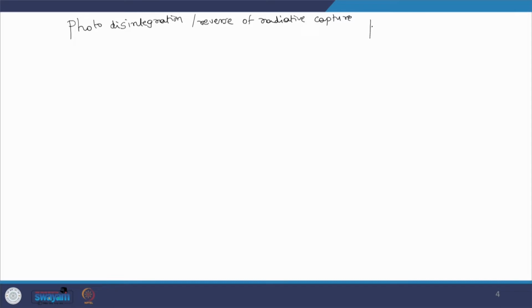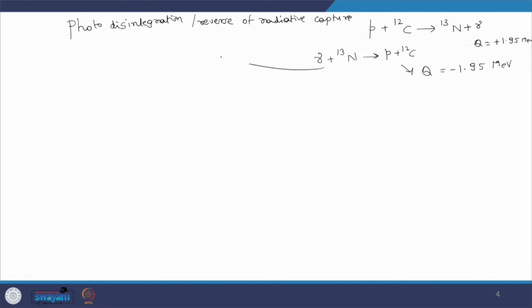For example, if you take the proton reacting with carbon 12, it gives rise to nitrogen 13 plus gamma, whose Q value is plus 1.95 MeV. Now, if I go for the reverse reaction, if gamma is available with sufficient energy, it can react with nitrogen 13 produced in previous reactions, giving rise to proton plus 12C, and for this the Q value is minus 1.95 MeV. So, here a heavier nucleus, that means N13, is disintegrating, splitting into lighter nuclei. Okay? This is called photo-disintegration, and capture of proton by carbon 12 is giving rise to gamma emission. So, that is called radiative capture reaction.